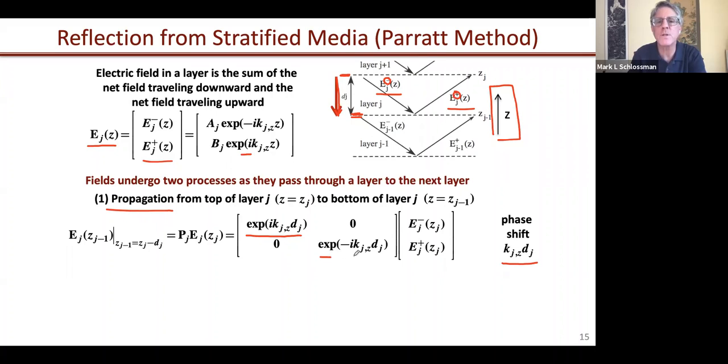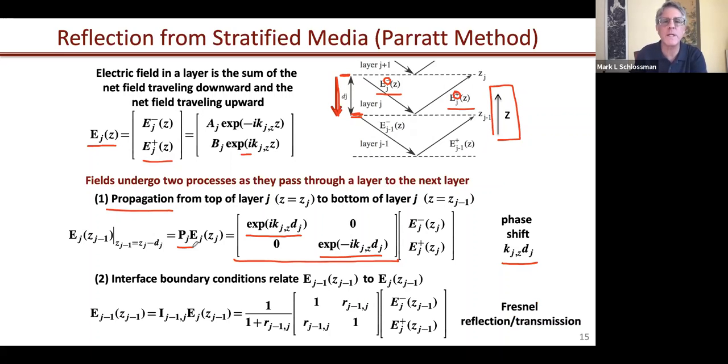This represents the phase shift of the piece that's going up, the E plus. And so this matrix here represents what happens as the electric field propagates from the top of the J layer to the bottom of the J layer, but staying still within the J layer. I'm going to call that the propagation matrix J.